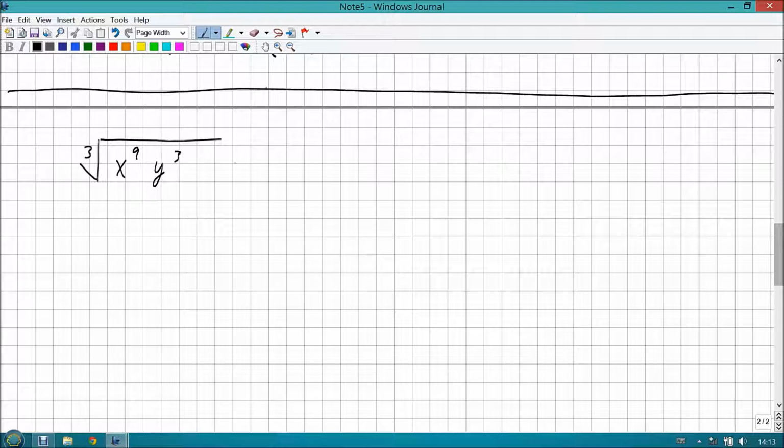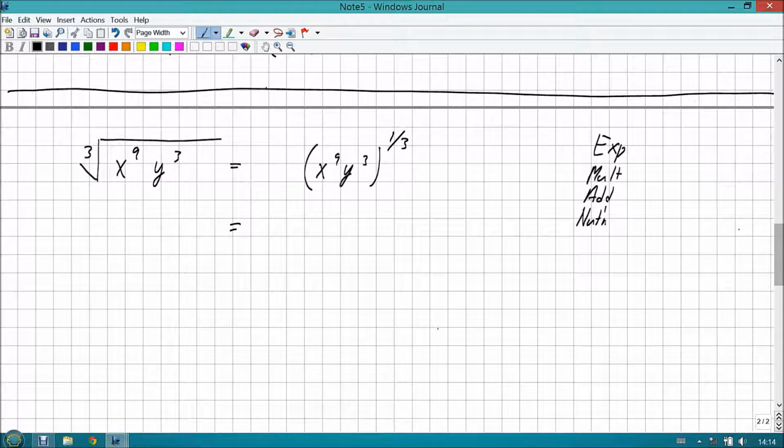Alright, radical, I'm going to turn you into x to the 9th, y to the 3rd, all raised to the 1 over 3 power. Now, from previously, we know from our tier system, from exponents, we go to multiplication. From multiplication, we go to addition. And from addition, we do nothing. So, this is an exponent, right? It's all being raised to the 1/3. So when am I going to do the exponents?